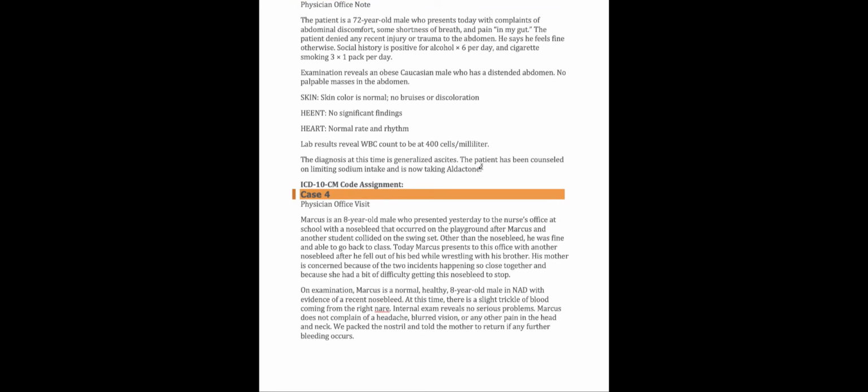For case 3, patient is a 72-year-old male, presents today with complaints of abdominal discomfort, some shortness of breath, and pain, quote, in my gut, end quote. The patient denied any recent injury or trauma to the abdomen, says he feels fine, social history is positive for alcohol, times 6 per day, yikes, and cigarette smoking 3 times 1 pack per day. Ooh. So he's probably not the healthiest guy. And the diagnosis at this time is generalized ascites.